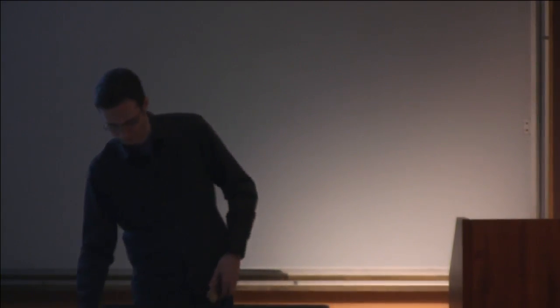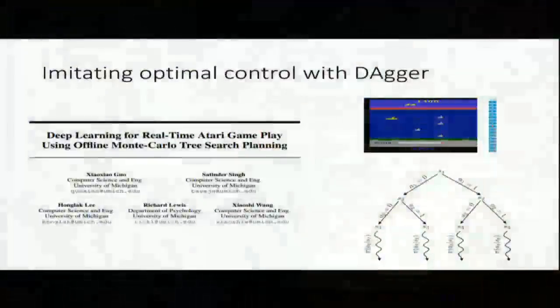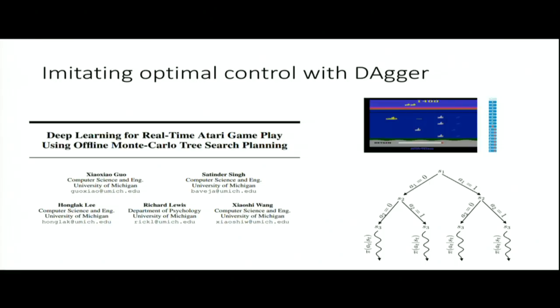Okay, let's continue. So in the second half of today's lecture, what I'll talk about is another approach that we can use to train policies with imitation learning, by stepping back and thinking, well, okay, if we're going to use an imitation learning approach anyway, what if we just look at classic imitation learning approaches?